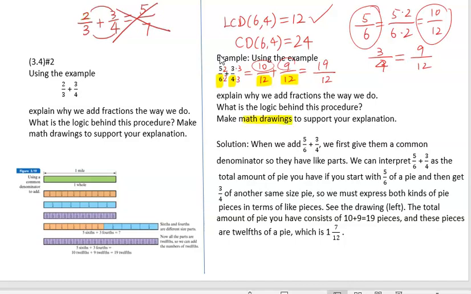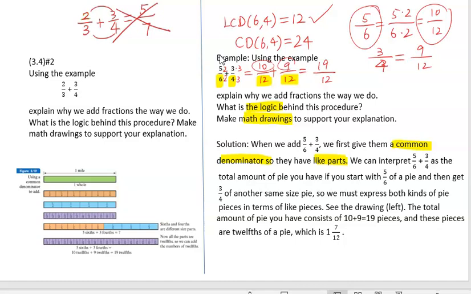Make math joins. So make sure we have math joins. Okay, so when we add them, we first give them a common denominator. Why? So they have like parts. So what do we mean by like parts? So here we have a picture to go with the explanation.